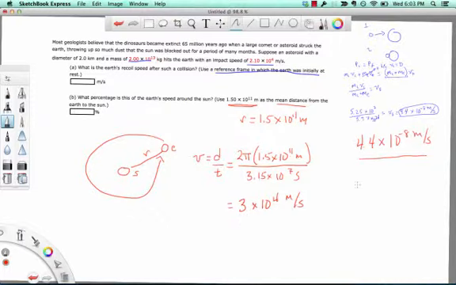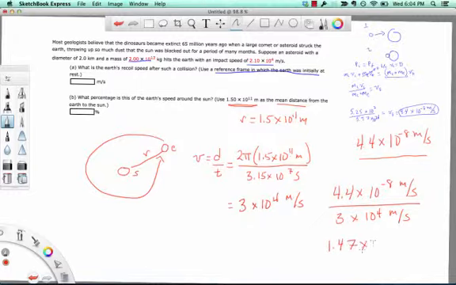Alright, and now to finish up, we're just going to compare these two numbers. To do that, we're going to take 4.4 times 10 to the negative 8th meters per second and divide it by 3 times 10 to the 4th meters per second to determine the relationship between the two, and that number is going to give us 1.47 times 10 to the negative 12th. To convert that to a percentage, we just move the decimal over 2 spots, so we're going to get 1.47 times 10 to the negative 10 percent.